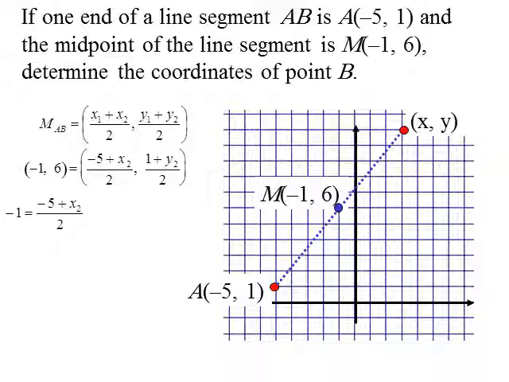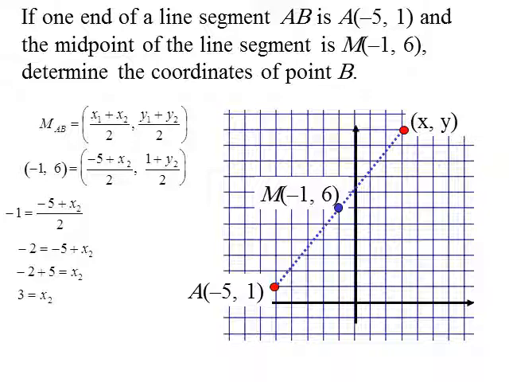How to remove the division by 2? I'm going to multiply by 2 on the right and left side. That means -2 equals -5 plus x2. Finally, x2 will be 5 plus -2, which equals 3.